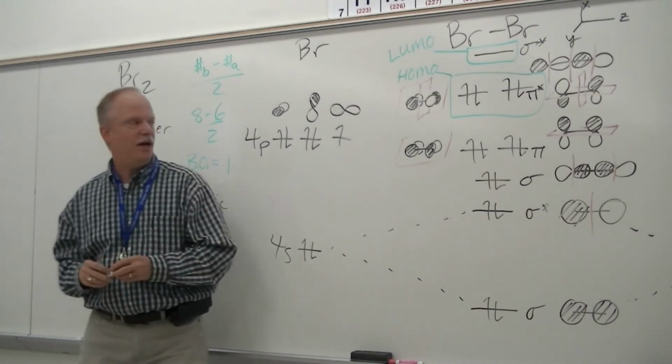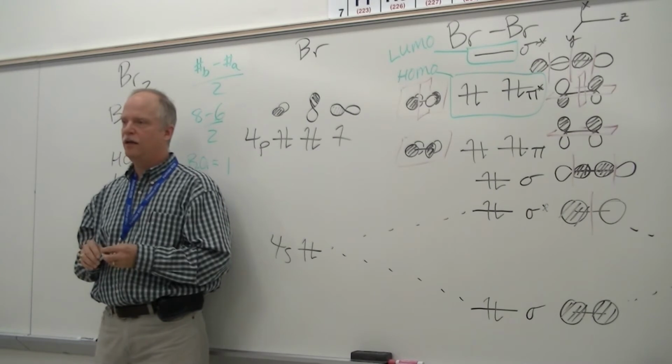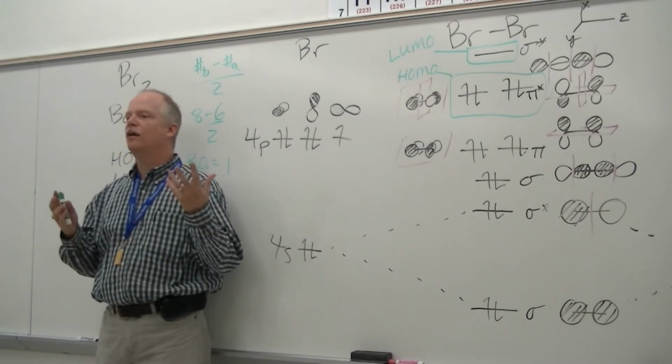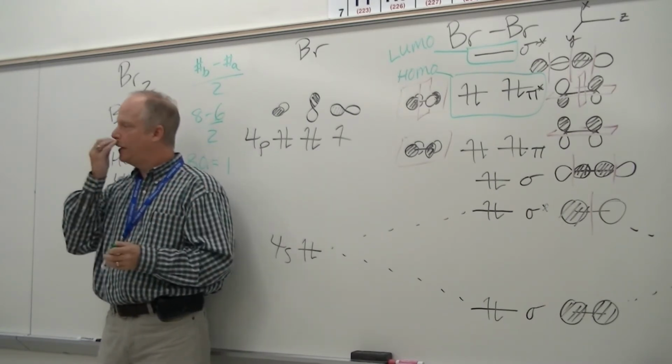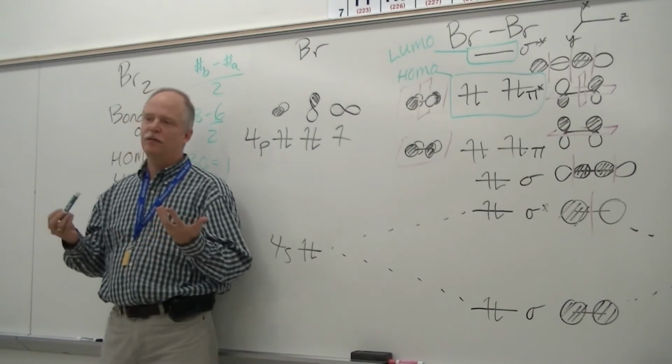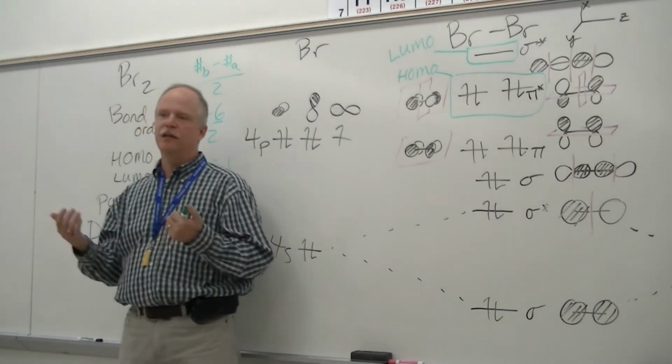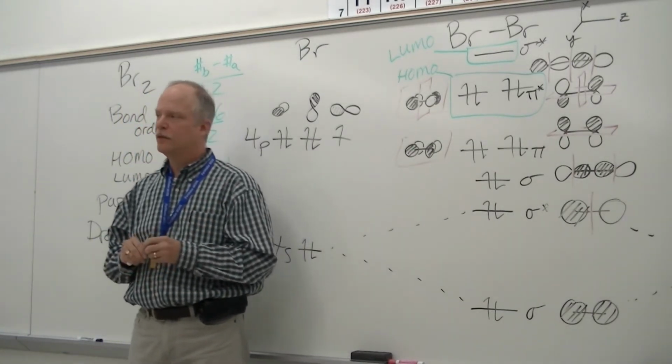Okay. Is it paramagnetic or diamagnetic? Diamagnetic because everything's paired up. We don't have any unpaired electrons. So this molecule is not magnetic. You put it in a magnetic field and it doesn't have any magnetism.